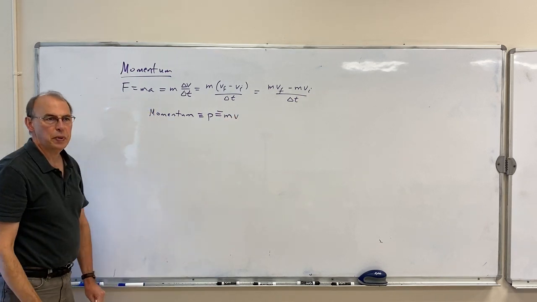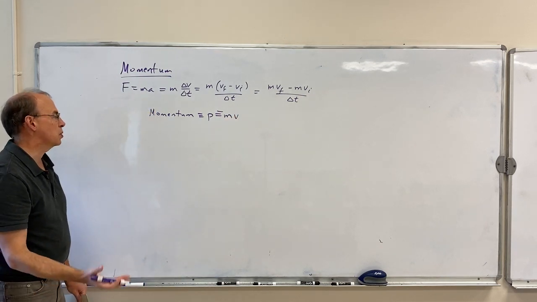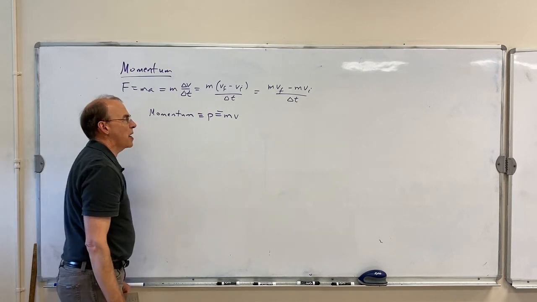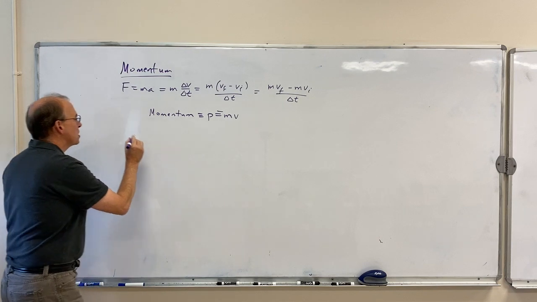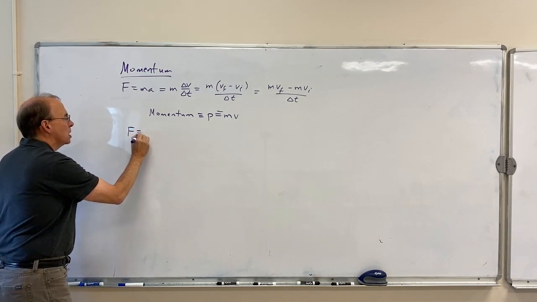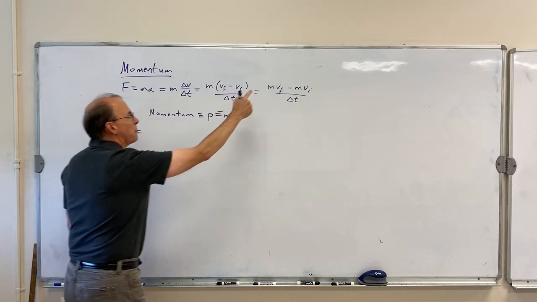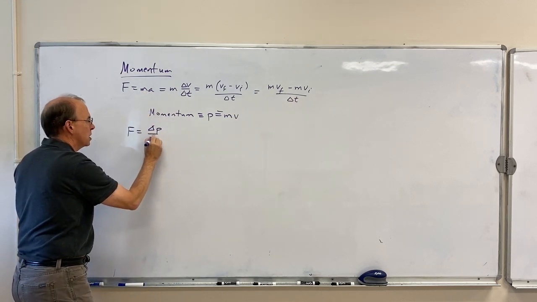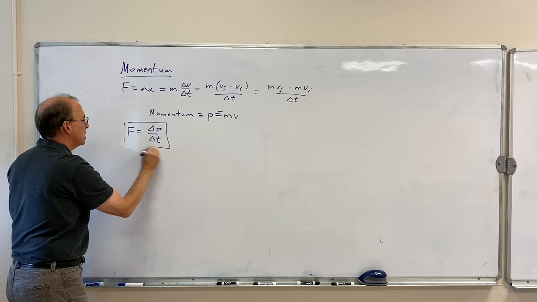We give it the symbol p. I don't know why it's given the symbol p, it just is. So momentum by definition is the mass times velocity. This means Newton's second law can be written as p final minus p initial, or just delta p over delta t.